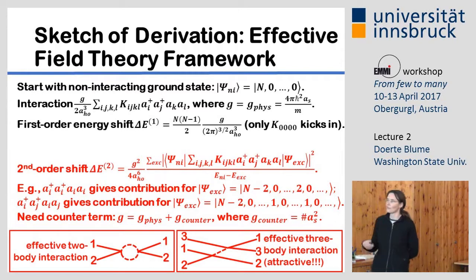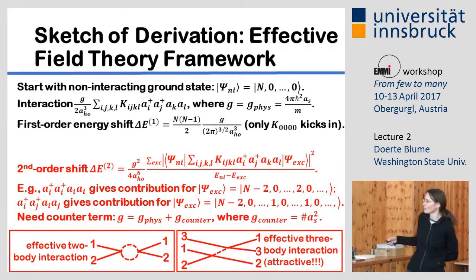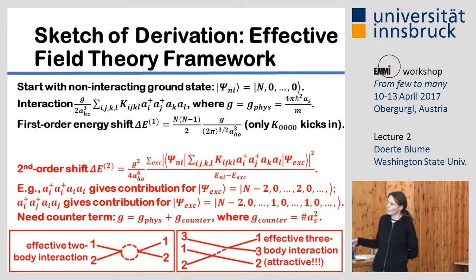And if we go through this, what we find is that we actually have to renormalize our coupling strengths by introducing a counter term. But also what you find is that at this level, at second order perturbation theory, we find effective two-body interactions and effective three-body interactions. Physically, you can think about it this way: you have two particles come in, they collide. One particle gets promoted to an excited state, and that then collides with another ground state atom.